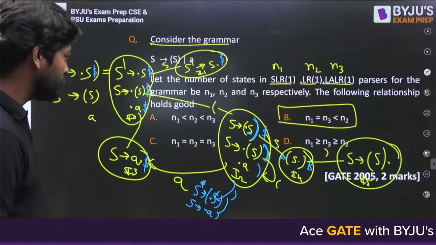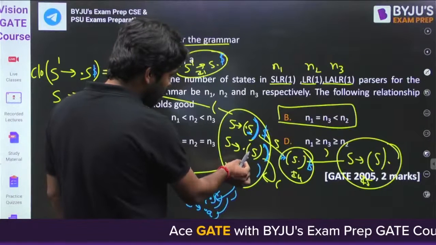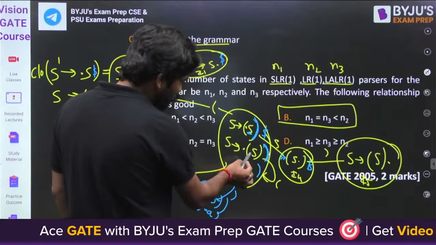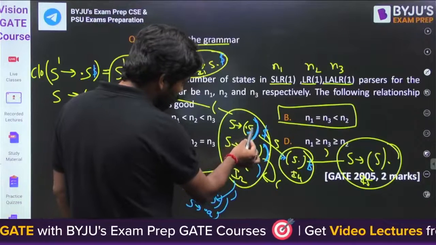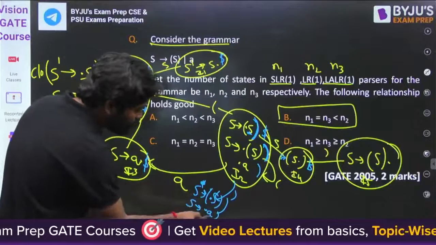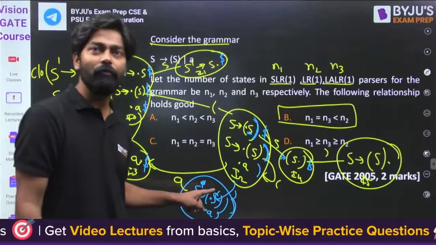Is it right only? Let me check also. The previous one is right only, no? Like we have dot S. So the dot will be moved here, and we have dot S. Due to this S, I will add this. Yeah, that is correct only. So see clearly here, this is the new state. I think you got my point. Here we have one new state.